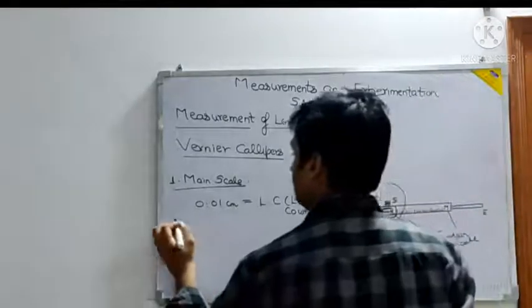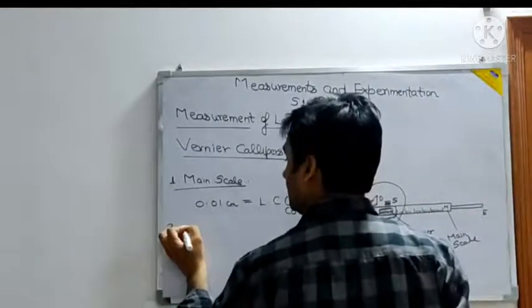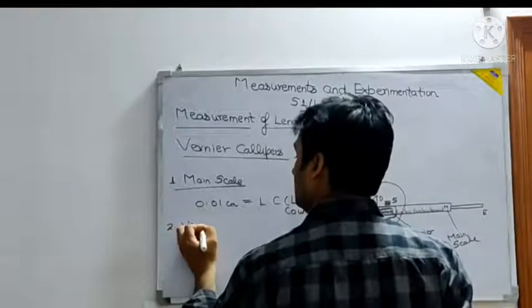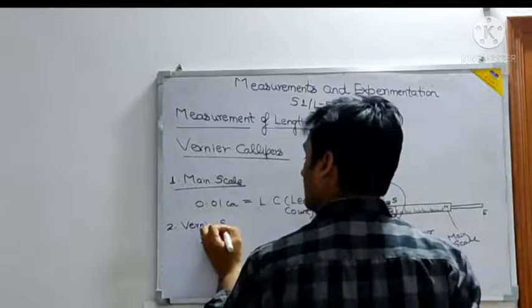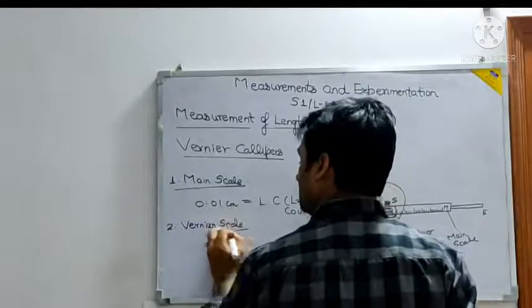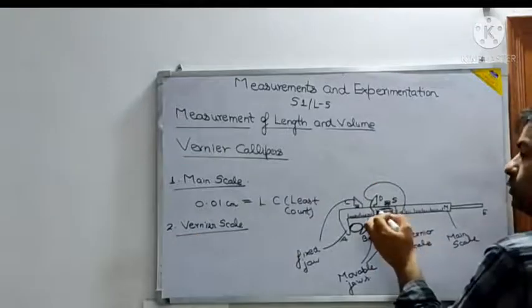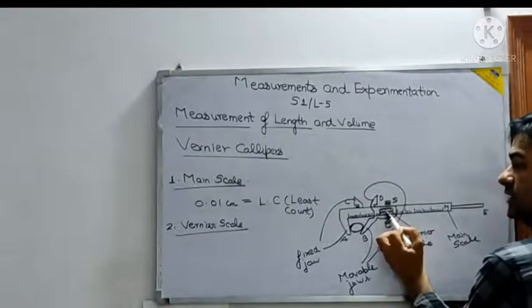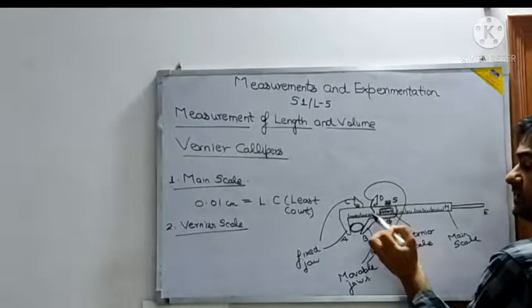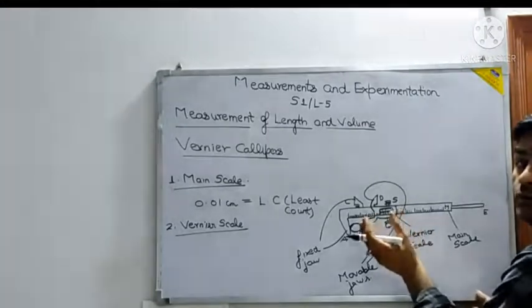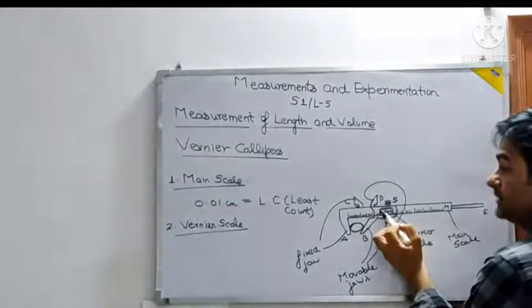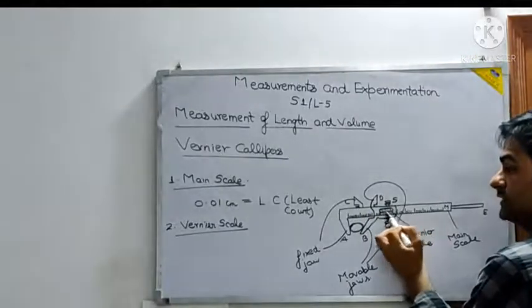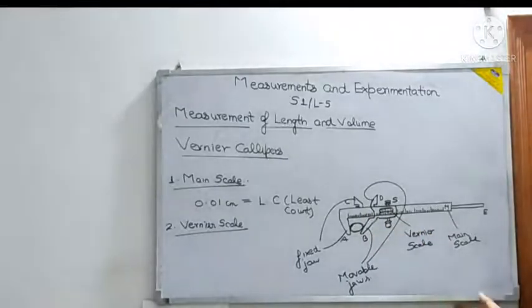Second is the vernier scale. This is a vernier scale. This portion, children, here, is the vernier scale. This is the movable portion, which basically slides. The scale marked on this circular part is called the vernier scale.